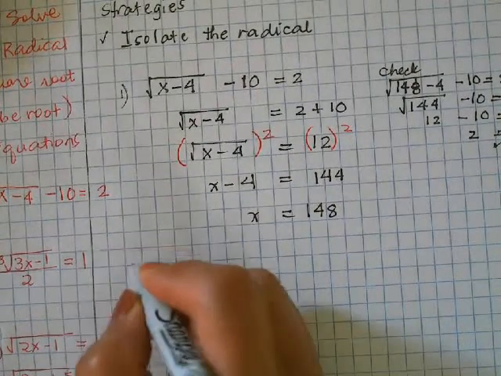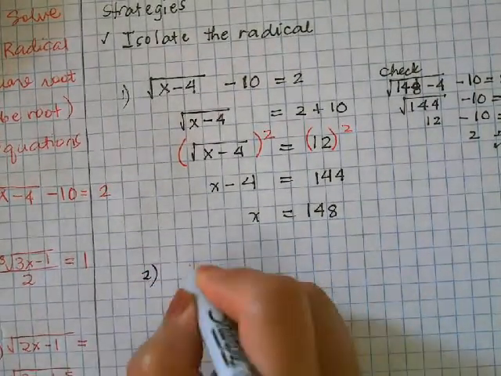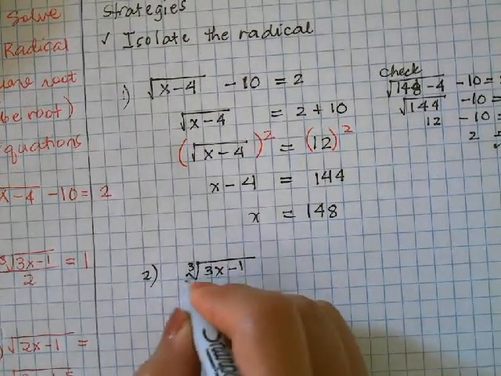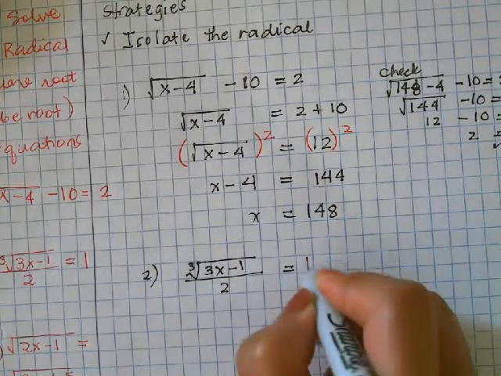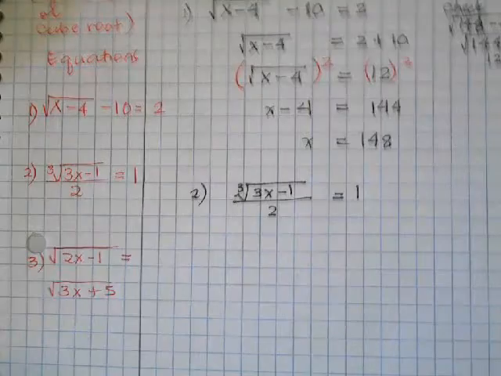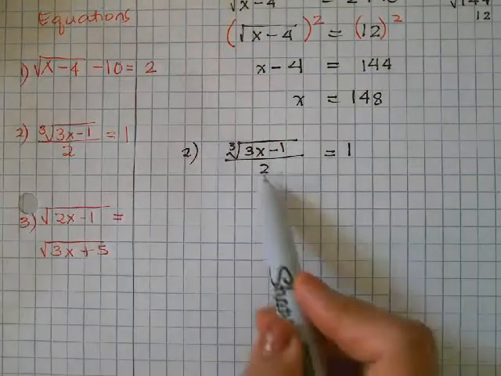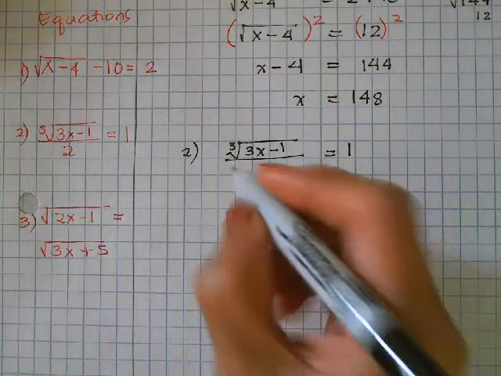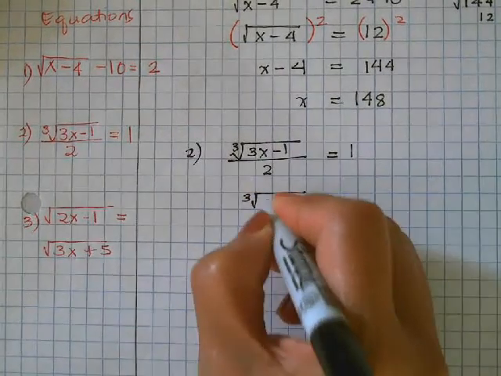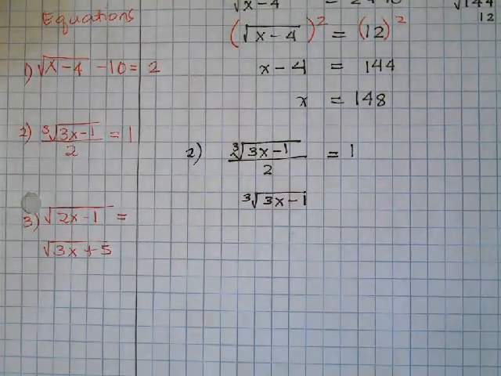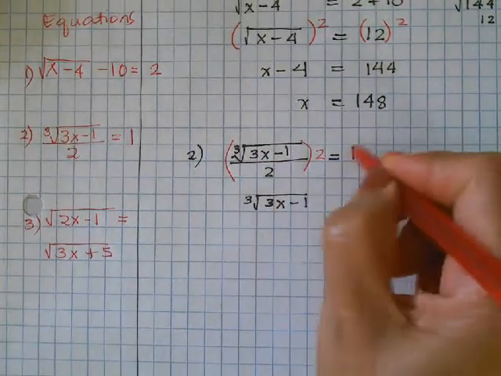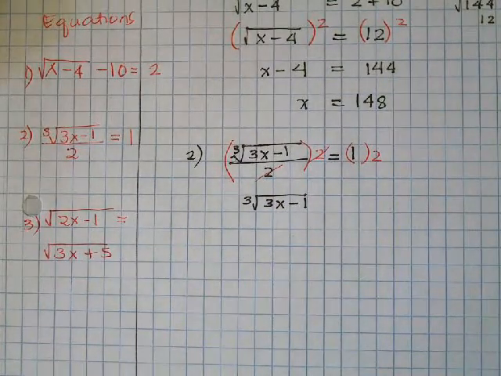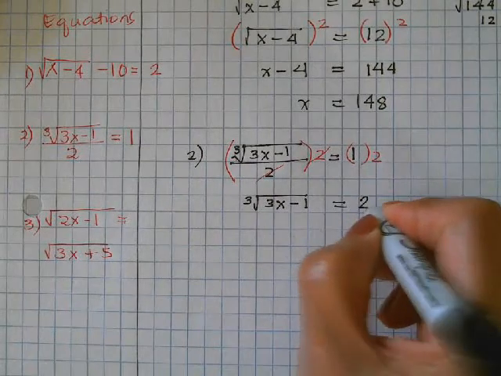Let's go to number 2. So now we're doing cube root: cube root of 3x minus 1, over 2, is equal to 1. Again, we have to isolate the radical. We have to remove this over 2, and that is easily done by multiplying both sides by 2. That cancels out on the left, so the cube root of 3x minus 1 will just be equal to 2.